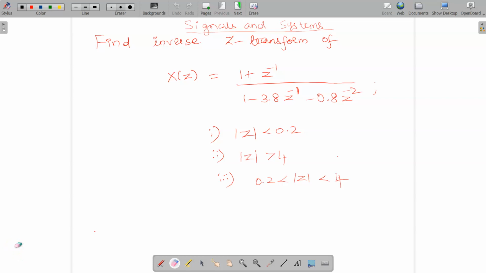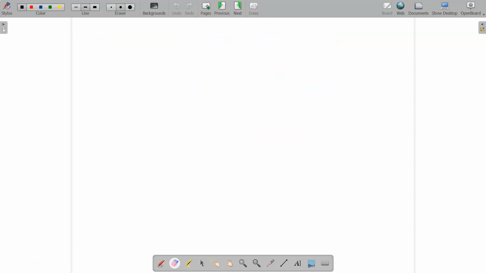Today we are going to find out the inverse Z transform of a given X of z. X of z is given by (1 plus z inverse) divided by (1 minus 3.8 z inverse minus 0.8 z power minus 2), and they have given an ROC condition. According to the ROC condition, we need to find out the value of x of n. So first let me find out the inverse Z transform.